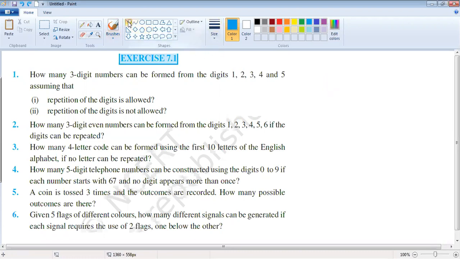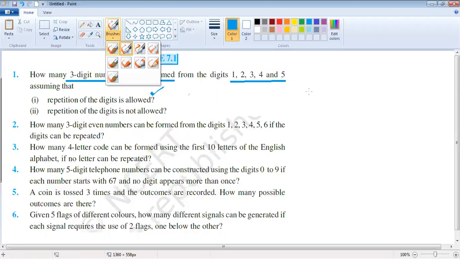How many three-digit numbers can be formed from the digits 1, 2, 3, 4, and 5? So 5 digits are there. Question is, how many three-digit numbers can be formed? So two parts. The first part is where repetition is allowed. See, so three digits.